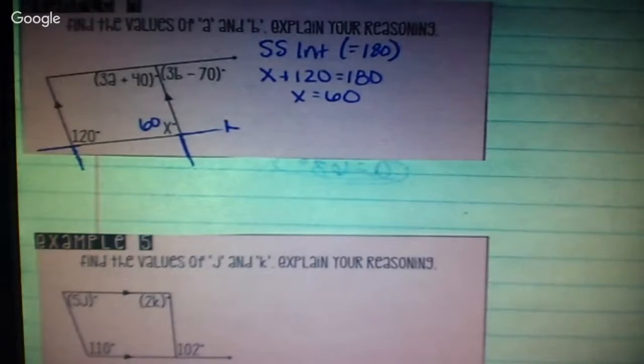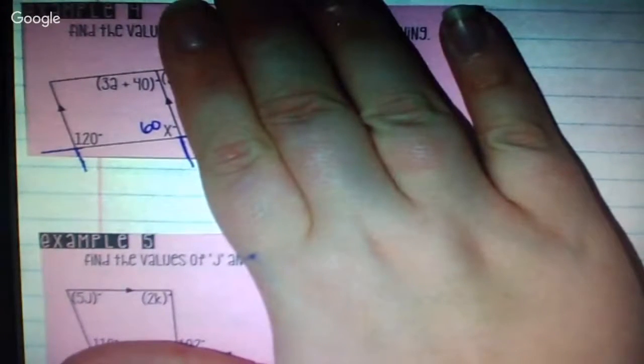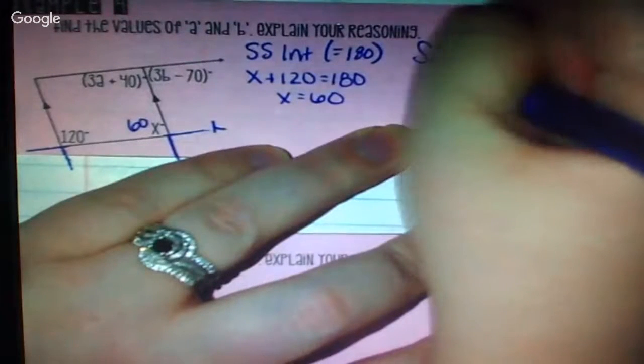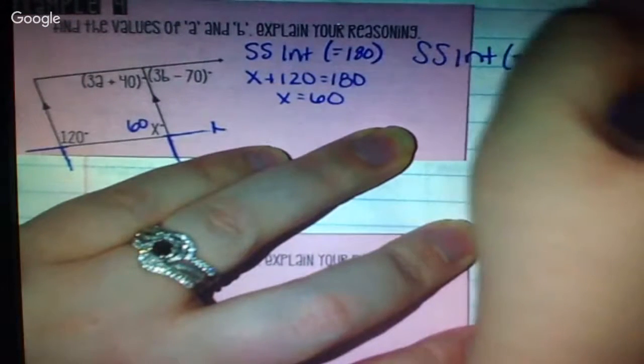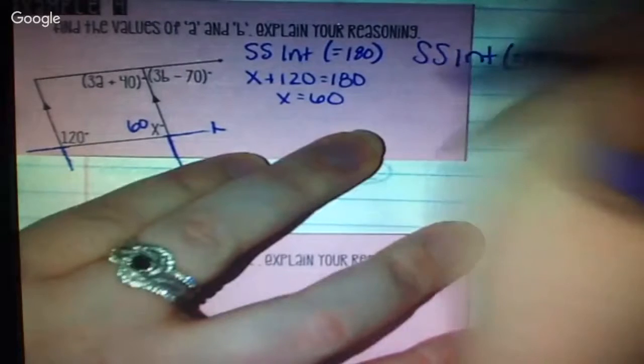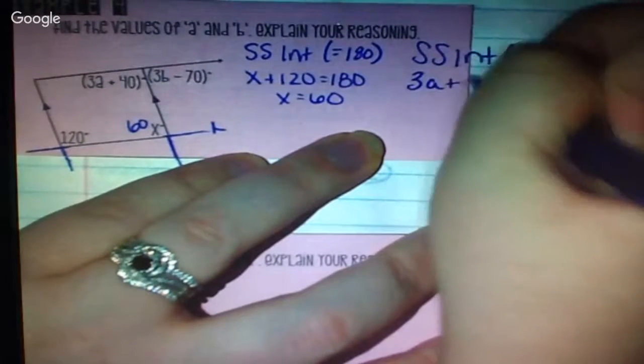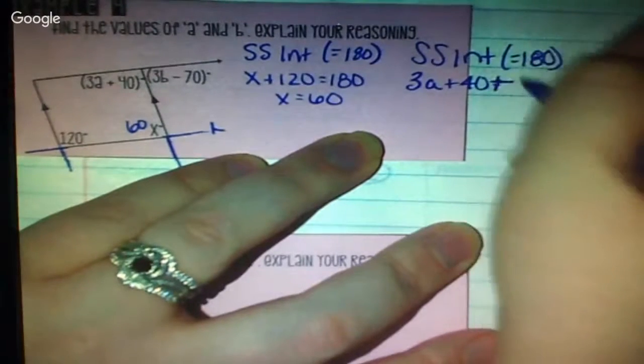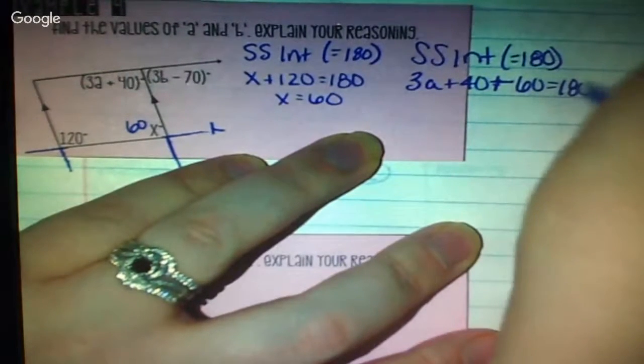Okay, so in terms of A, it's same side when it comes to this transversal, and it's inside when it comes to the parallel lines. So that means we have same side interior again, which means that they're equal to 180. So 3A plus 40 plus 60, my bad, equals 180.